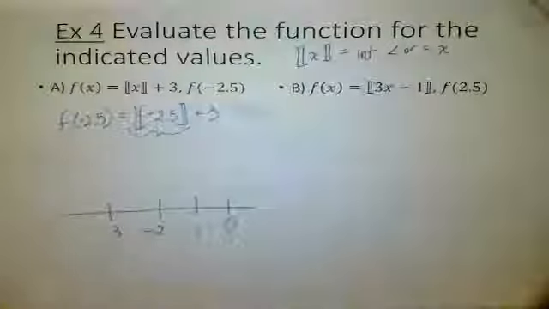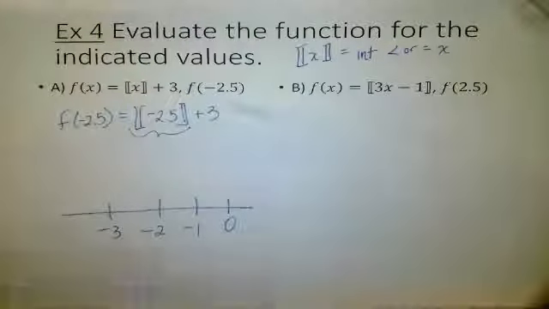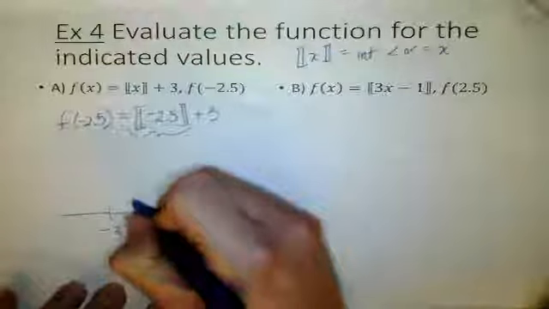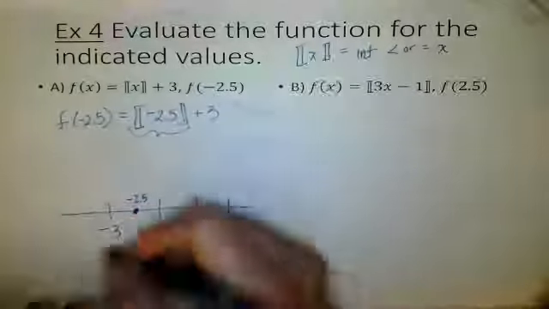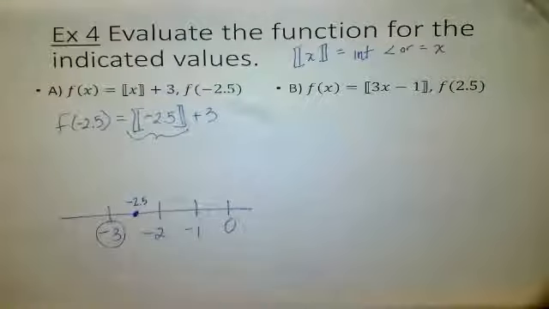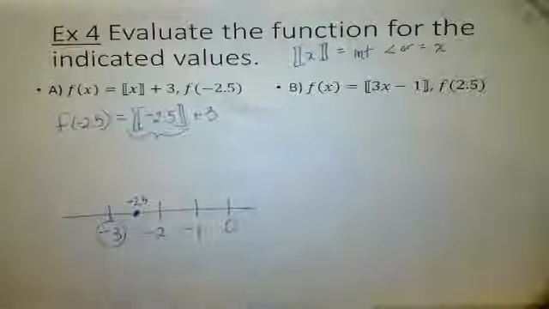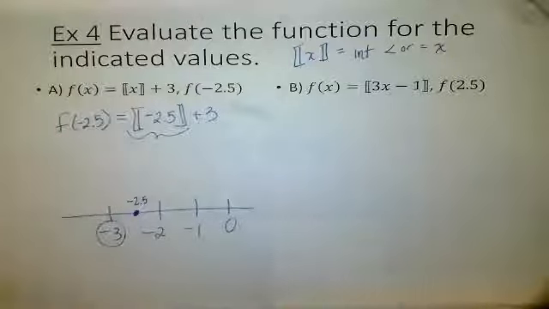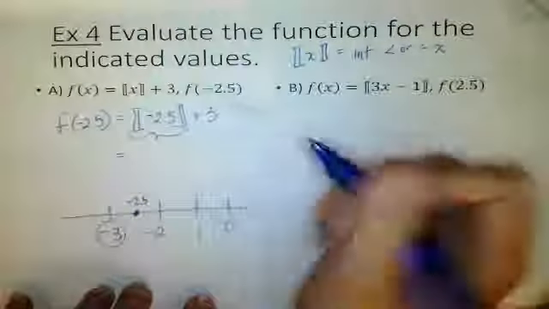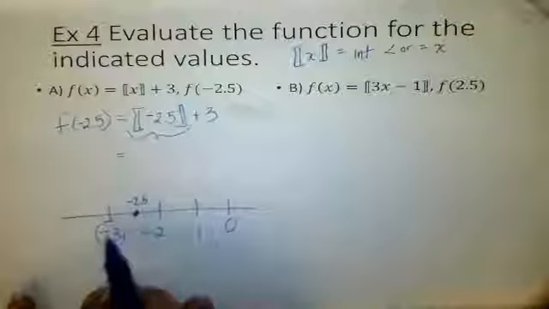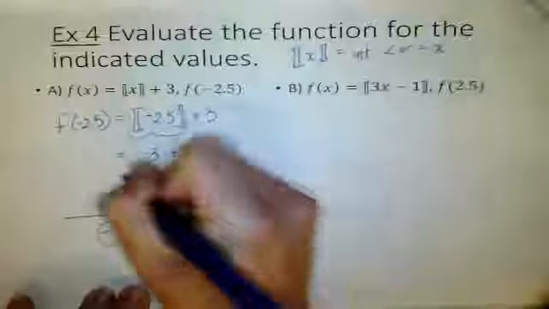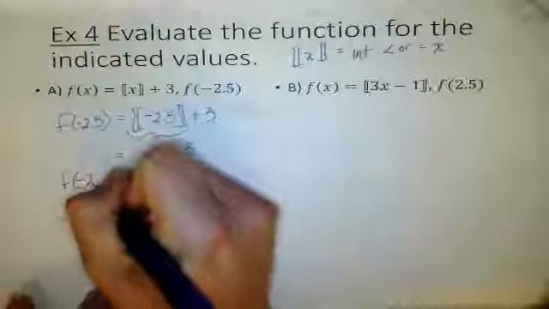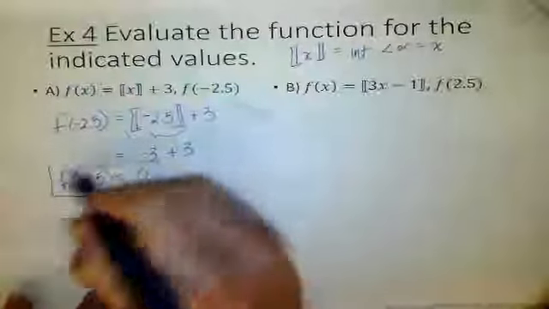So when in doubt, graph it out, right? Here on my number line is my value of negative 2.5. What is the integer less than it? Negative 3. That's tricky. Less than is always to the left. The greatest integer of negative 2.5 is the integer less than it, to the left, which is negative 3. Plus 3 gives us 0. Tricky, tricky, tricky.